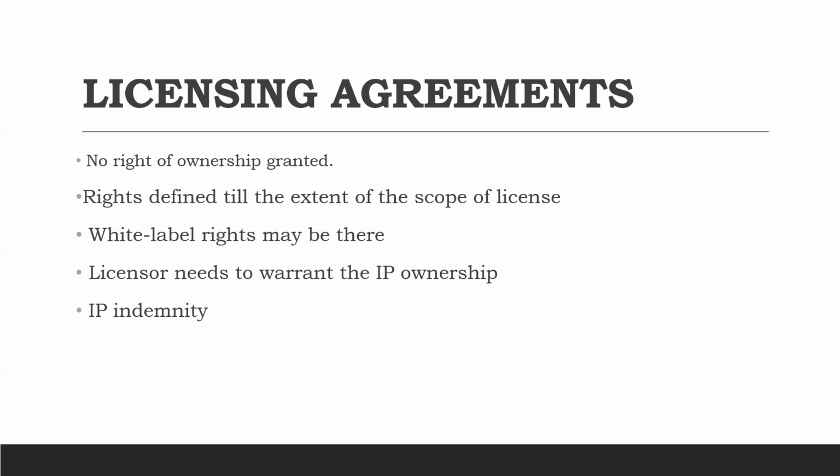Now, the licensor would need to warrant the IP ownership. If I am taking a product or a service from a licensor, I need to make sure that the licensor owns all the intellectual property to that particular product or service. So a representation and warranty to that effect would also need to be included here. Now, IP indemnity would also need to be provided, because tomorrow, if I am using a licensed product and a third party claims that this particular product infringes third party intellectual property, then I should be adequately protected. Therefore, an intellectual property indemnity becomes critical in a licensing agreement.